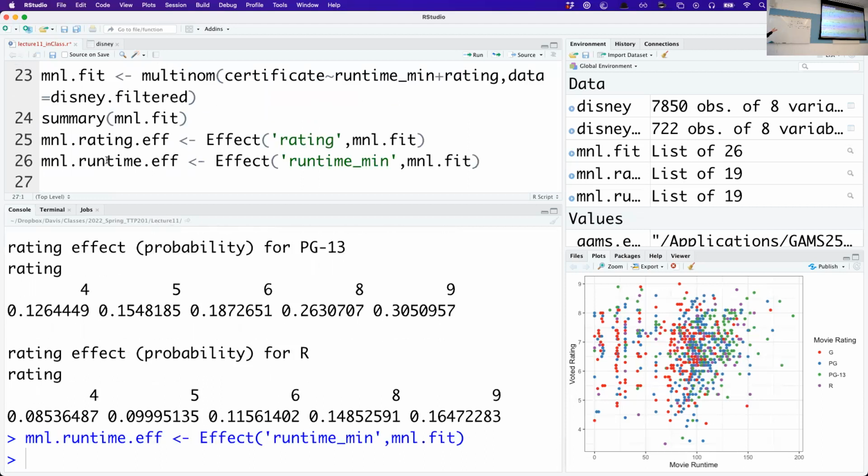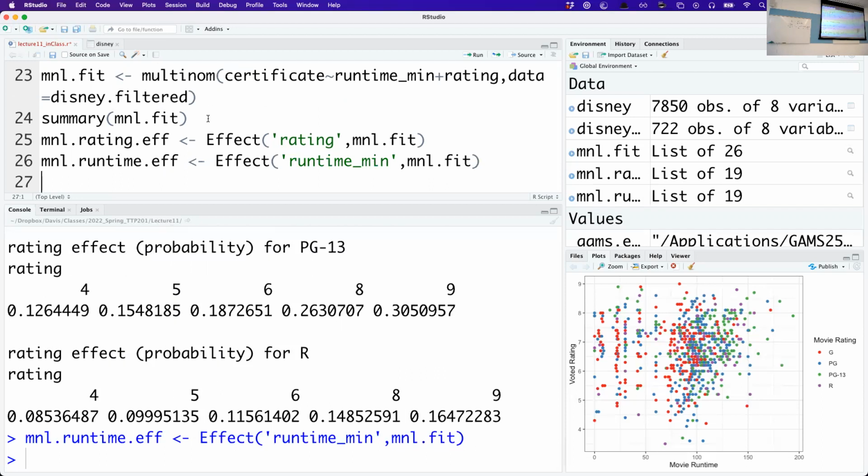So these two lines are kind of the crucial points that allow you to do the probability predictions for your multinomial logit outcomes. Okay.